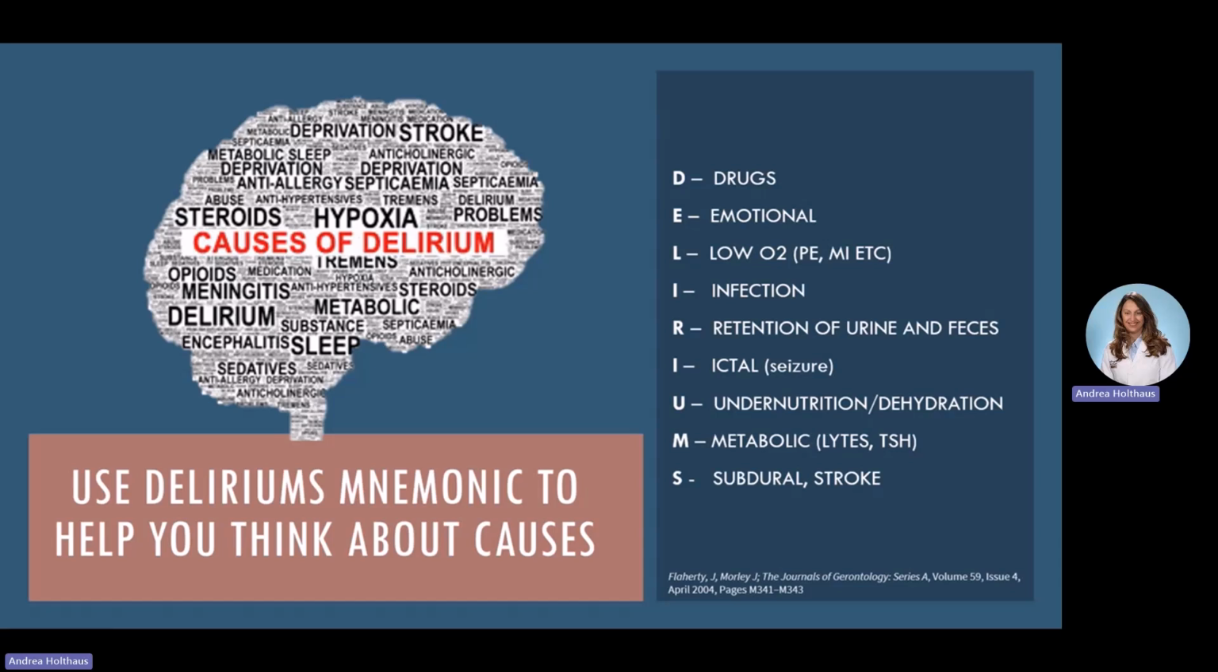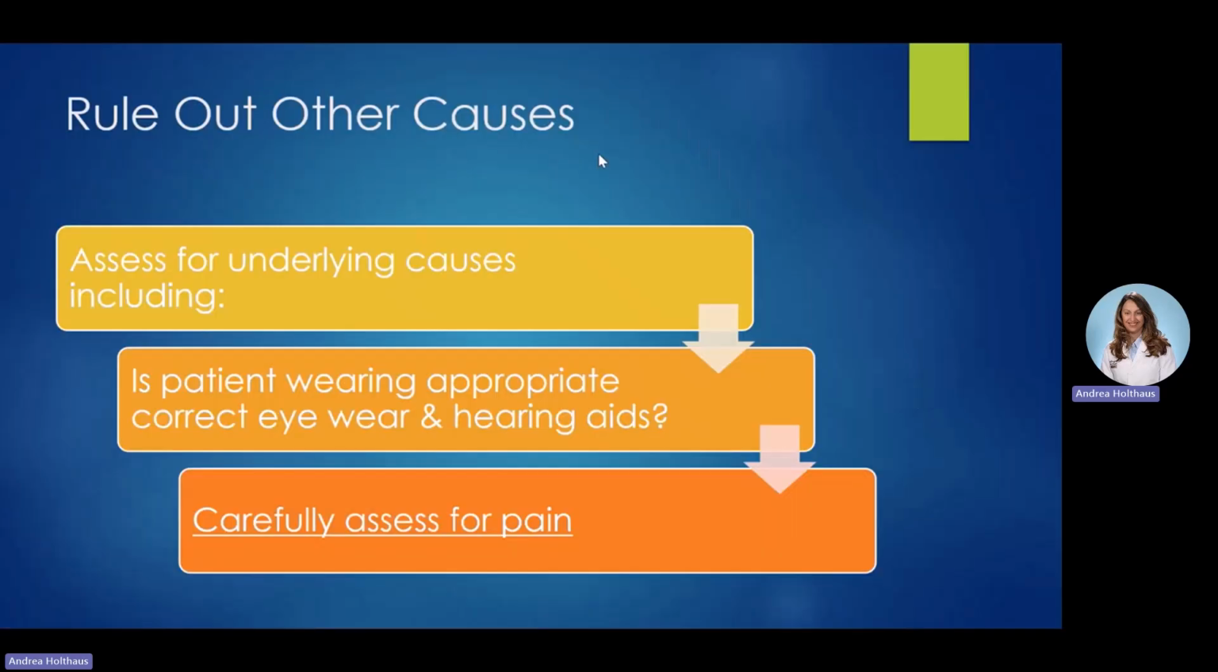Are they having dehydration or malnutrition, undernutrition, which could be common in someone who's not drinking very much? Is it a metabolic problem with electrolytes or their thyroid? Or did they have a subdural or a stroke? Just remembering that there are causes to delirium that we should look into. And then also carefully assessing for pain, because sometimes patients who aren't able to verbalize a good pain assessment might be restless or agitated because they're in pain. And are they wearing appropriate and correct eyewear or hearing aids if they need those?